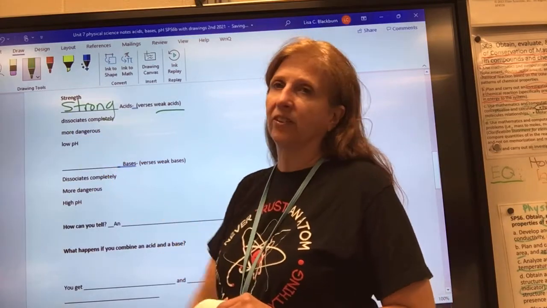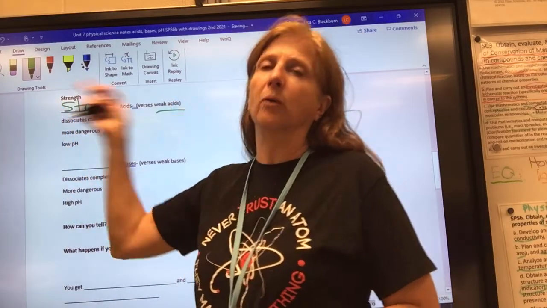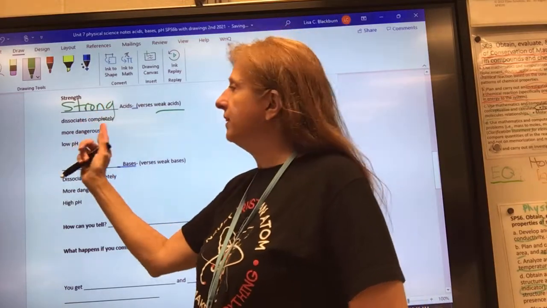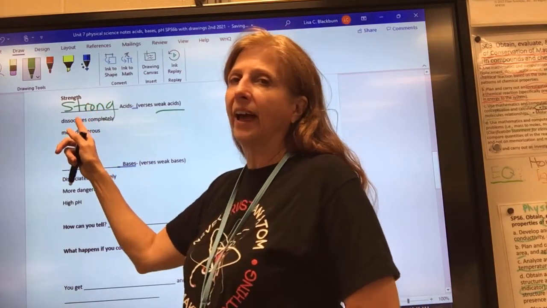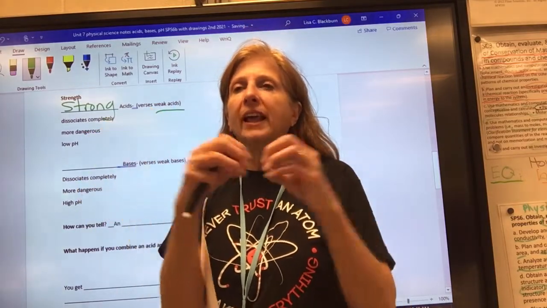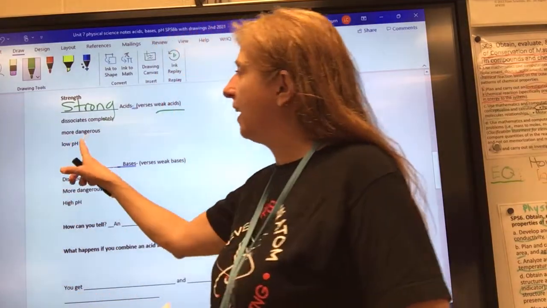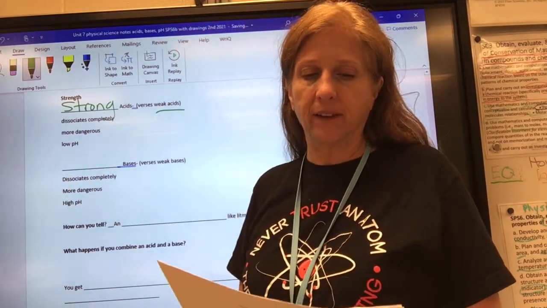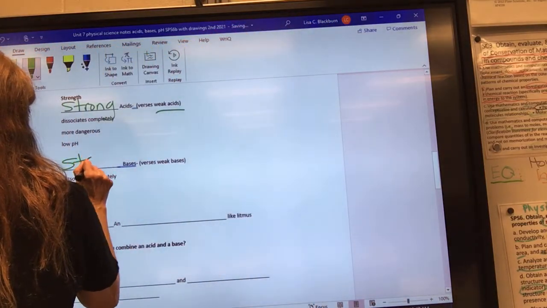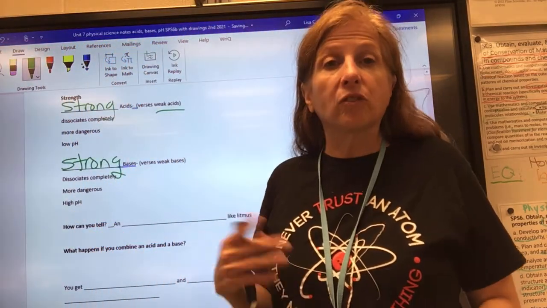But there are acids like hydrochloric, sulfuric, nitric, that if this gets on you, you are going to the hospital and you might go blind. So what's the difference? The difference is, if it's a strong acid, the chemical comes apart completely in water. It disassociates completely in water. It's more dangerous and it has a lower pH, okay? The other thing we can have is a strong base versus a weak base. Soap.